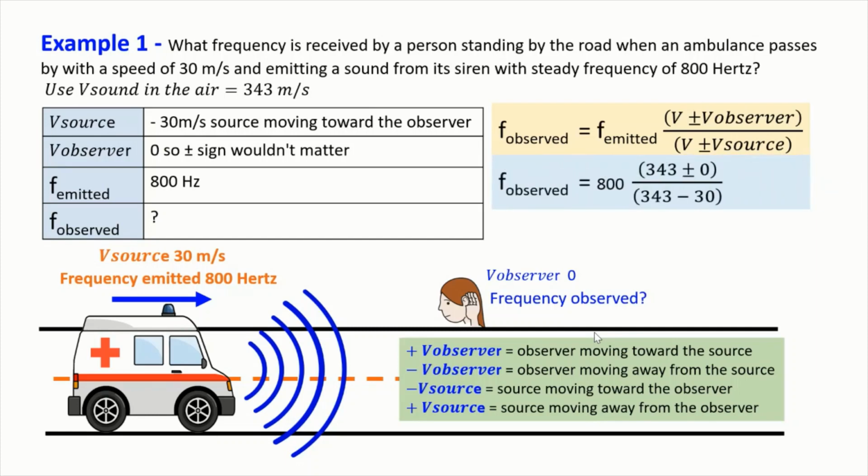So the frequency observed is equal to the frequency emitted, which is 800. And now for the fraction, you just need to do the substitution. The V is the speed of sound in the air, which is 343, and the speed of the observer is 0, and the speed of the source is negative 30. So you do the substitution with the signs, solve the fraction, and multiply by 800. So the result is 877 Hertz, which is higher. The frequency is higher than the frequency emitted by the sound source, in this case a siren.